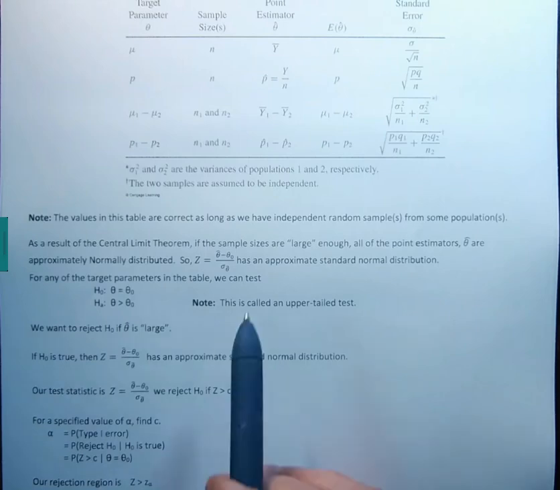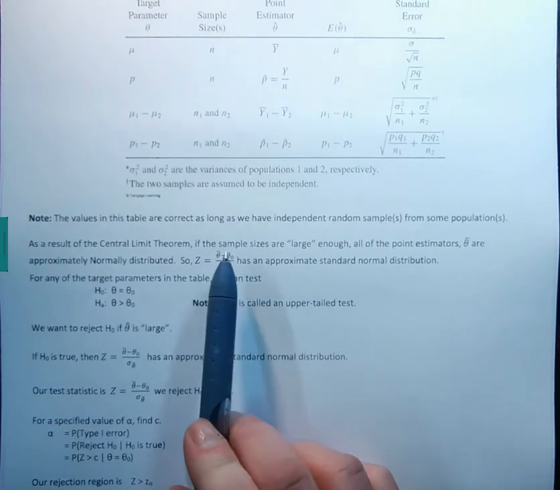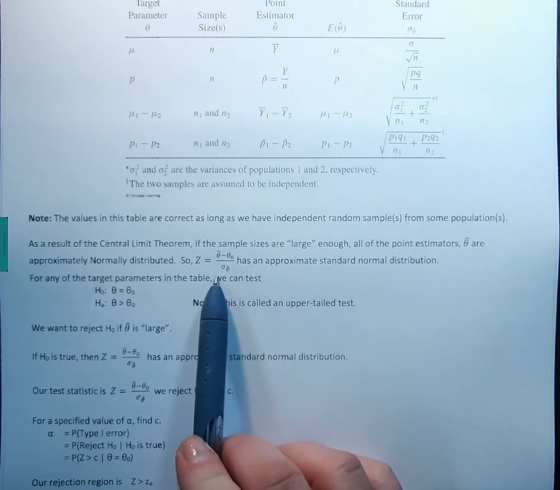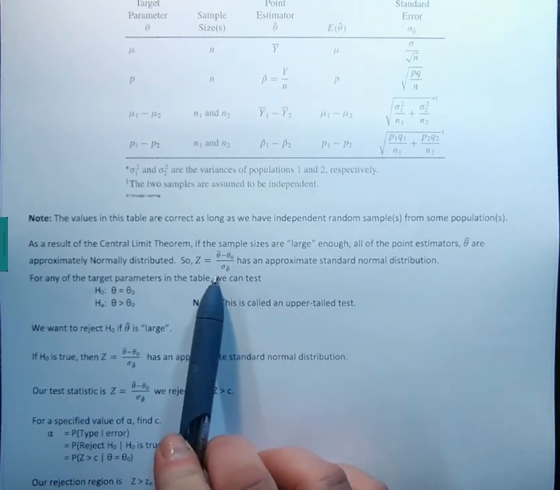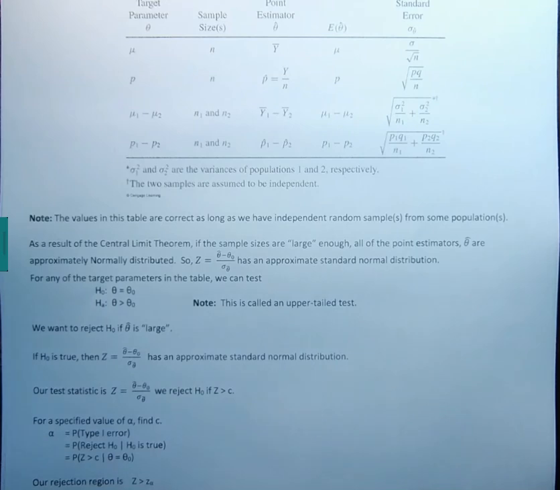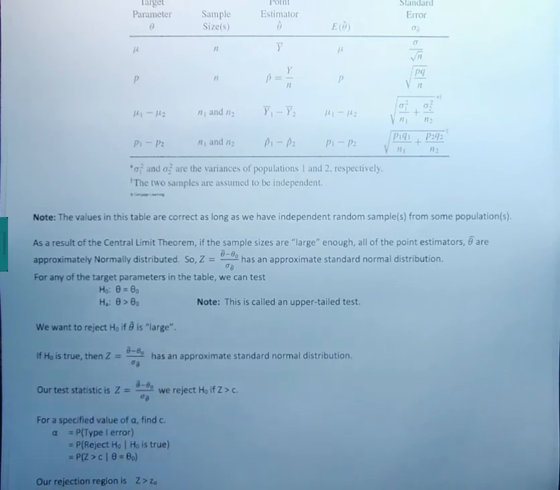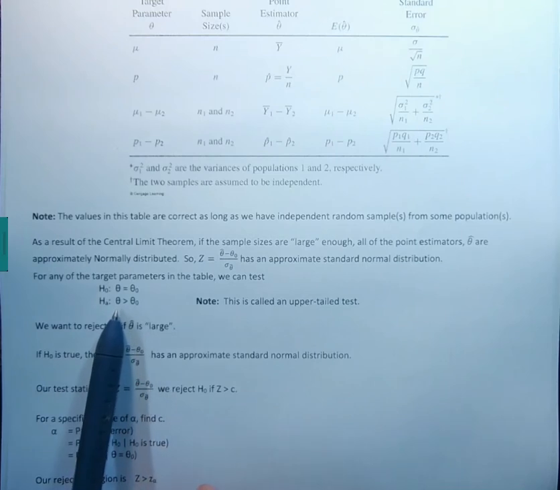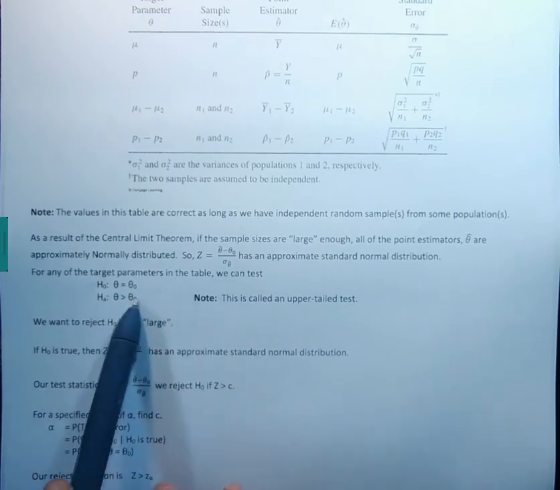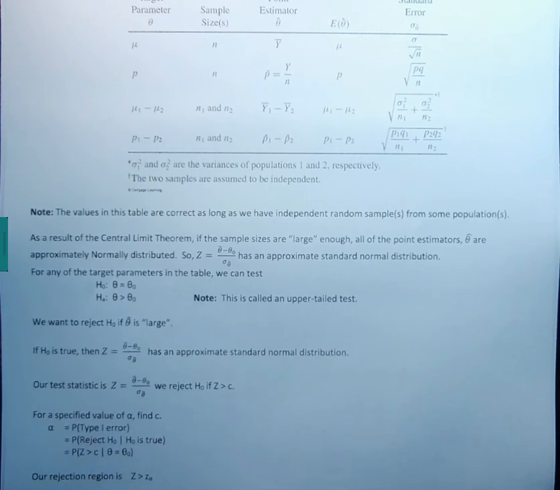So what we can do is standardize the estimator. Notice we've got the estimator minus the expected value divided by the standard deviation of the estimator, and we know this is going to have an approximate standard normal distribution, and we've seen this before. For any of the target parameters in the table, we can test the following hypotheses. Notice these are hypotheses set up just like in your intro stat class. Here we're using theta and theta naught as placeholders. Theta is a placeholder for the parameter that we're interested in, and theta naught is a placeholder for the value that we're comparing theta to.